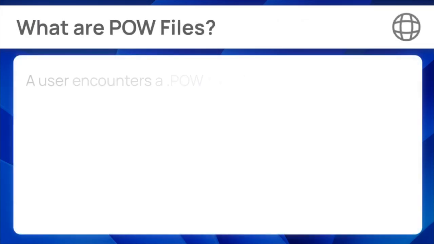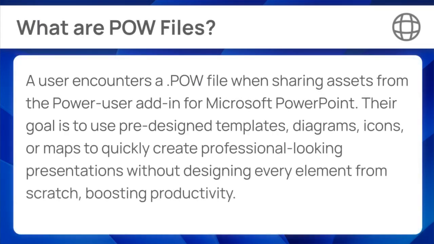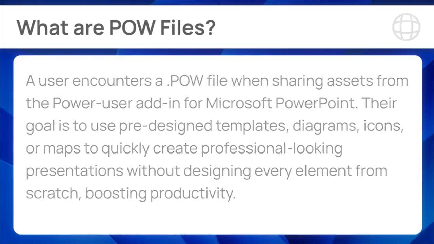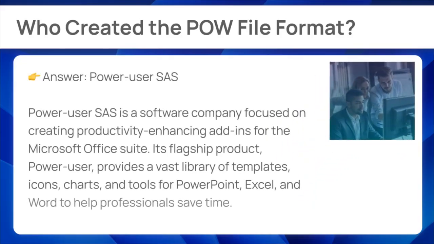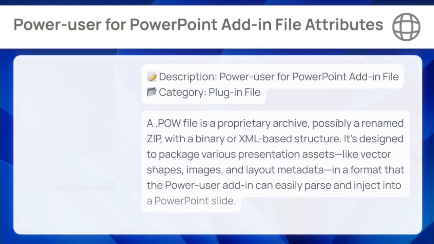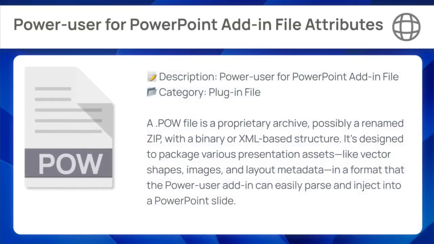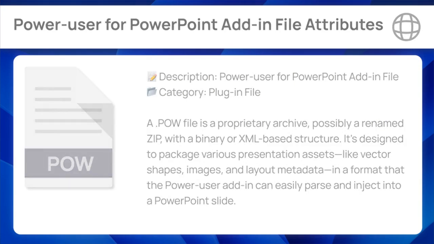add-in files. A user encounters a .pow file when sharing assets from the Power User add-in for Microsoft PowerPoint. Their goal is to use pre-designed templates, diagrams, icons, or maps to quickly create professional-looking presentations without designing every element from scratch, boosting productivity. A .pow file is a proprietary archive, possibly a renamed zip with a binary or XML-based structure. It's designed to package various presentation assets like vector shapes, images, and layout metadata in a format that the Power User add-in can easily parse and inject into a PowerPoint slide.